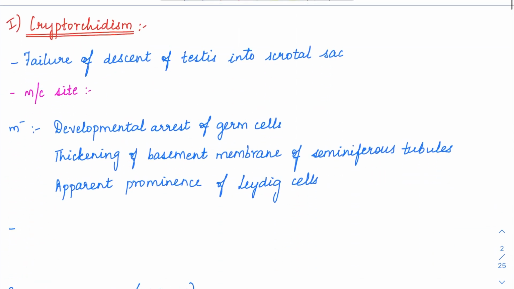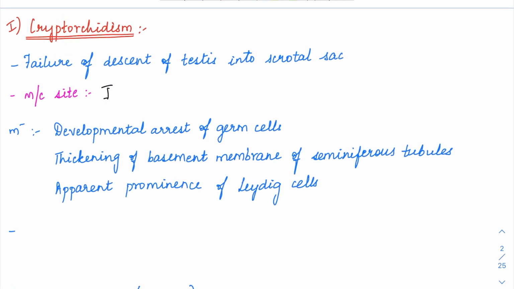So what is cryptorchidism? Here, the testis fails to descend into the scrotal sac. The normal location of the testis is in the scrotal sac, but in this condition, it is high above it. During embryogenesis, the testis had not descended down into the scrotal sac. Most commonly, testes which have not descended will be stuck in the inguinal canal. So the most common site of cryptorchidism is the inguinal canal.